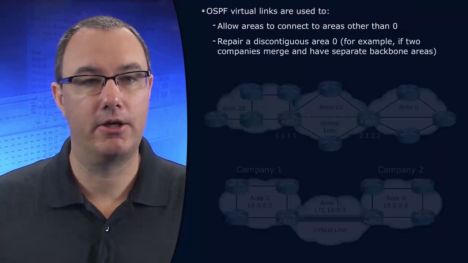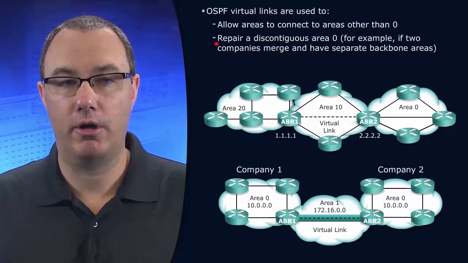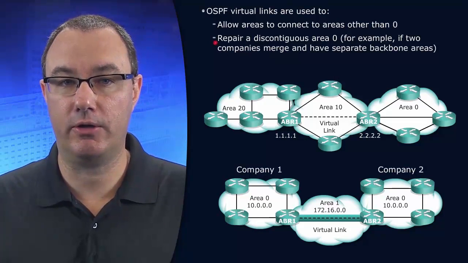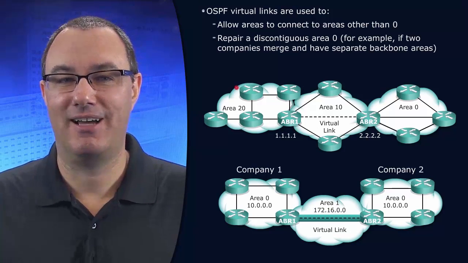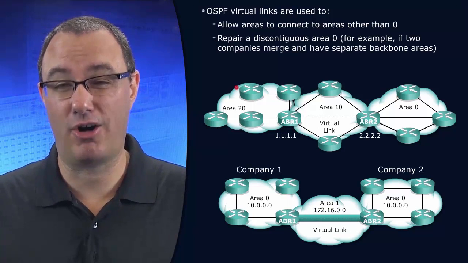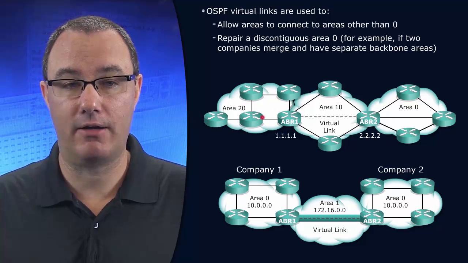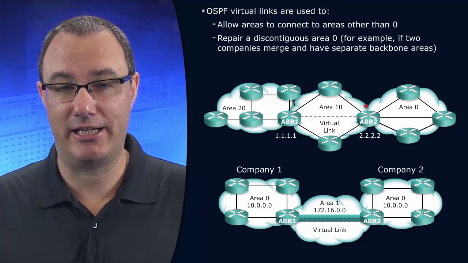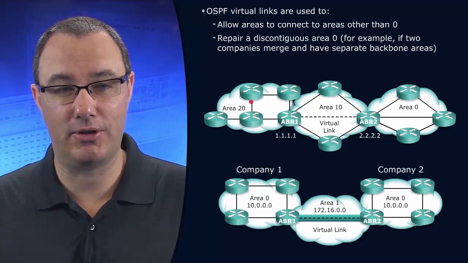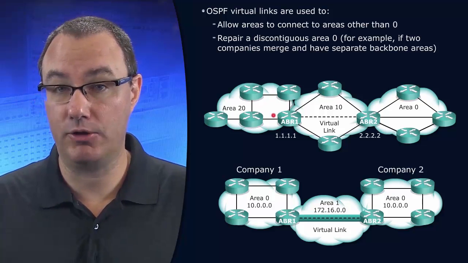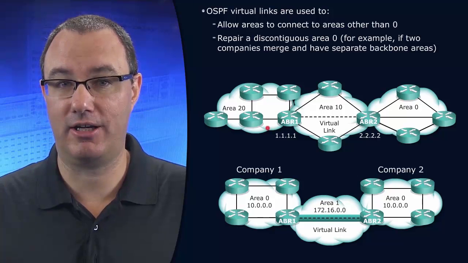So, going back here, you may have a need to repair a discontiguous Area 0. Now, this is actually harder to justify, but maybe you have a desire to daisy chain areas. The way to really make this work is if you had a situation like this where Area 20 is breaking the rule. If you don't see it, I want you to see it.